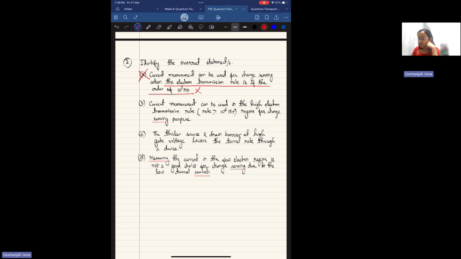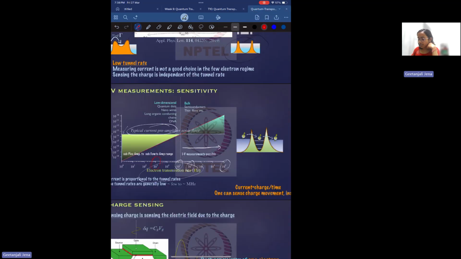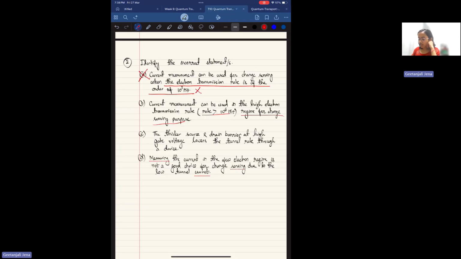Current measurement can be used in the high electron transmitter rate, which has rate 10 to the 6 Hz or megahertz regime for charge sensing purpose. So this is true, and this is also quite obvious from the same graph. If you look beyond 10 to the 3 hertz, the current is above the noise floor. So that means it's possible to sense the single charge event, and you can use it for charge sensing purpose. So option B is correct.